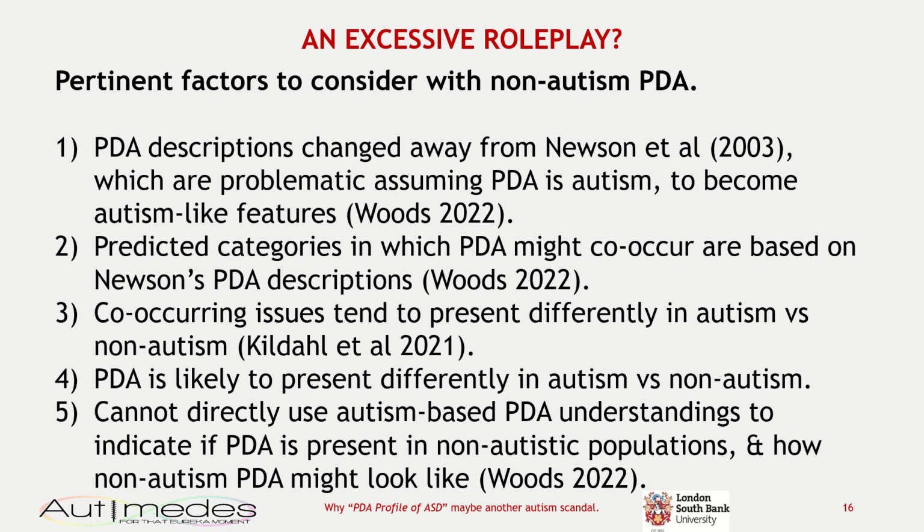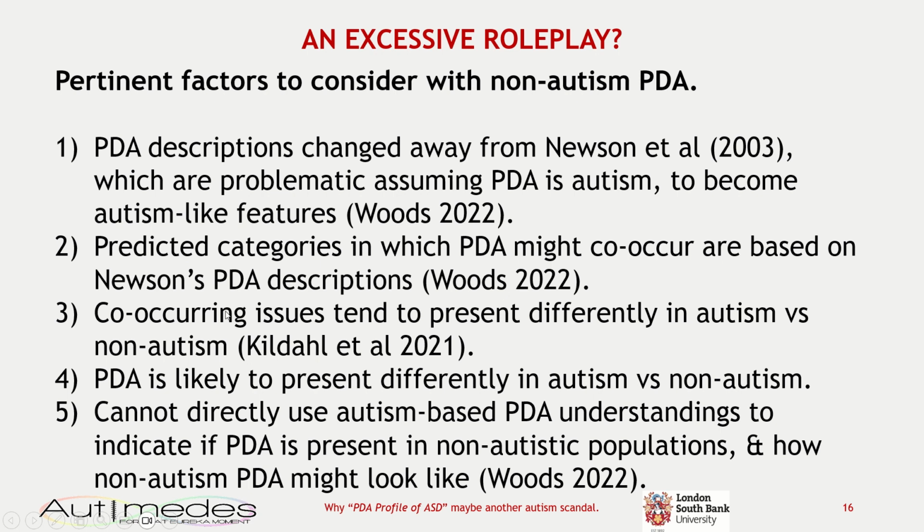This is something I would like to go into in more detail in a separate video for the thought experiment, but I explain it in a book chapter that I had published about 9 months ago. If you look at the PDA literature, most of the predicted PDA populations are based on Lesson's PDA clinical descriptions, which is problematic when you consider that recent PDA descriptions have changed to become autism-like.